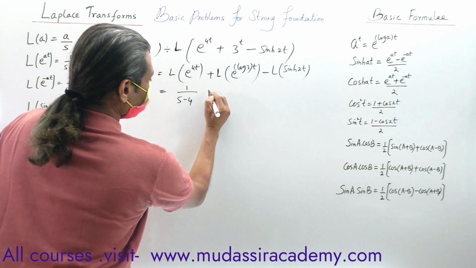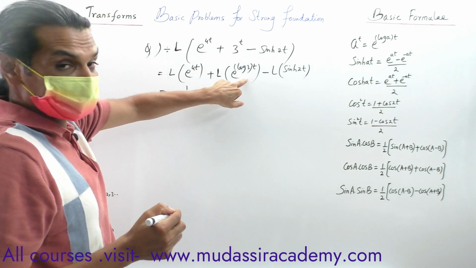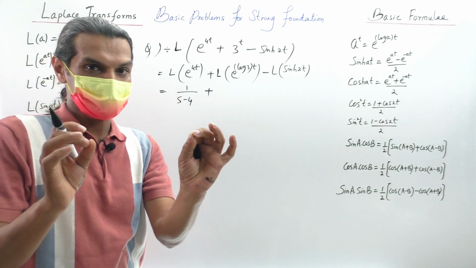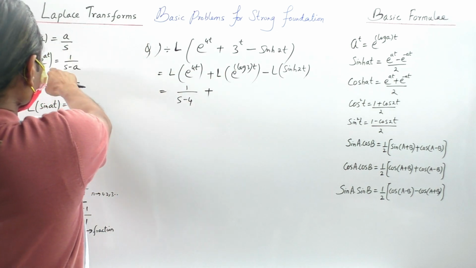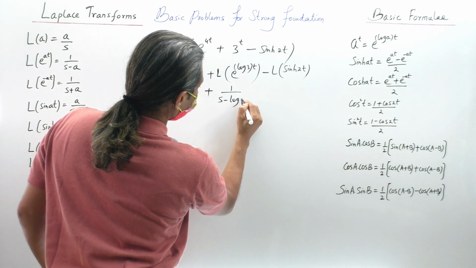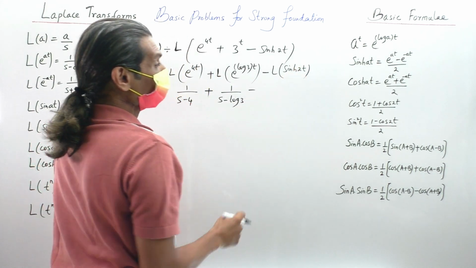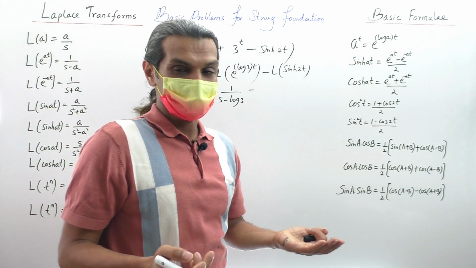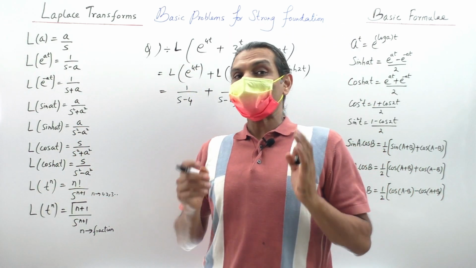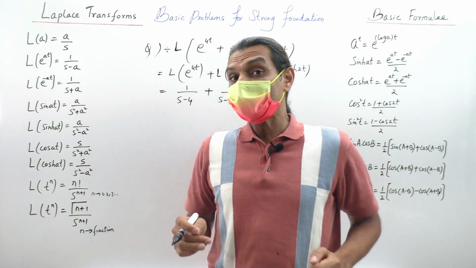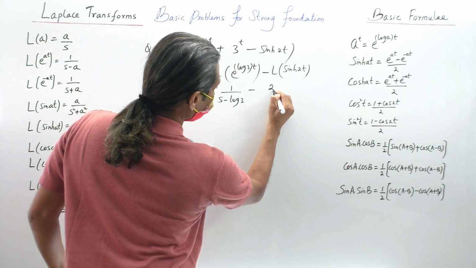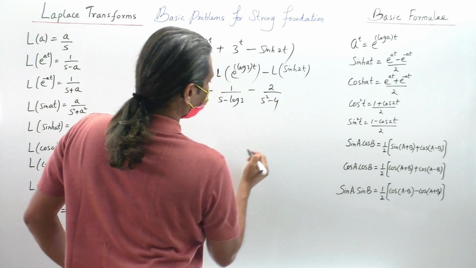Now, next is plus again. See, e raised to log 3 into t. Again this is the same formula, log 3 is a constant, remember it is a constant. So e raised to at is again 1 by s minus a. So the answer is 1 by s minus log 3, minus sine hyperbolic at. Laplace of sine hyperbolic at is a by s square minus a square. Always the numerator for sine is a, and the denominator for hyperbolic is always s square minus a square. So this will be 2 by s square minus 4. That is it.